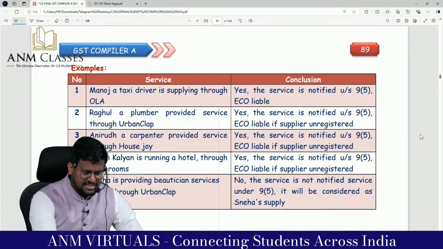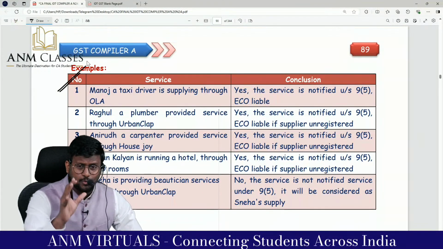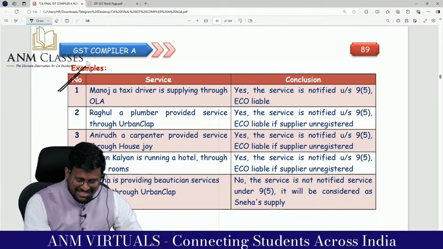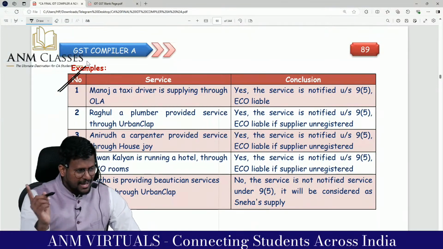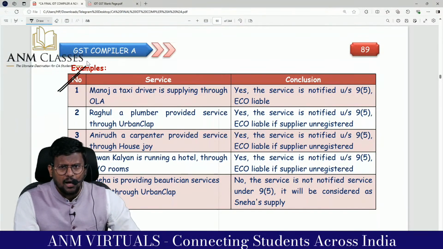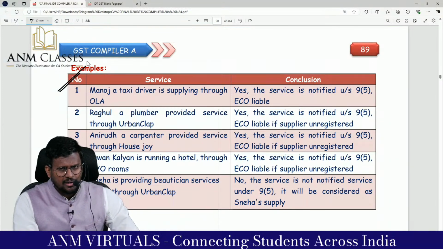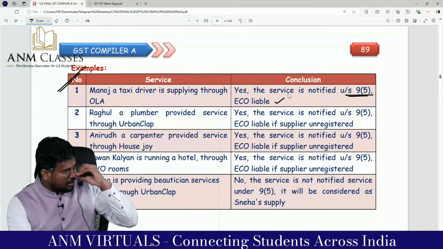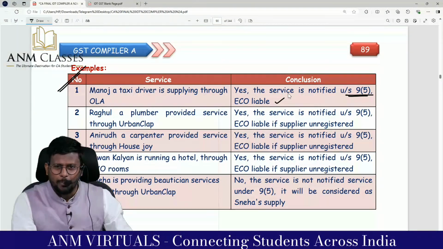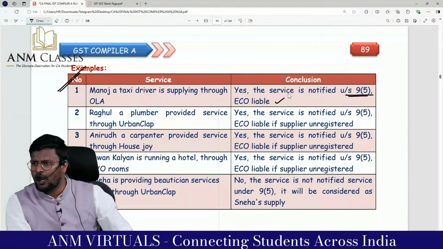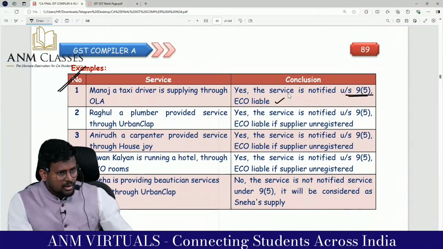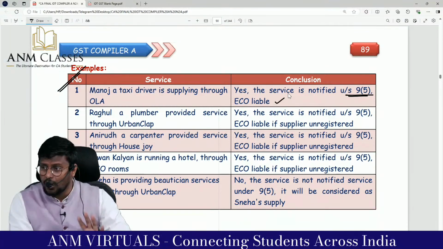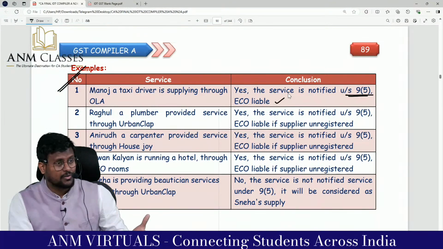I will give you certain examples, my dear lovable students. You have to tell me the answer. Manoj, a taxi driver, is supplying services through Ola. Is ECO charge applicable or not applicable? Yes, the service is notified under 9(5). The e-commerce operator is liable, right? That means Ola is liable for payment of GST under 9(5) or 5(5), as the case may be. Now you have to check whether Ola has a physical presence or not.